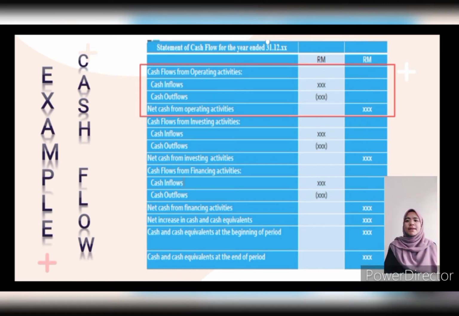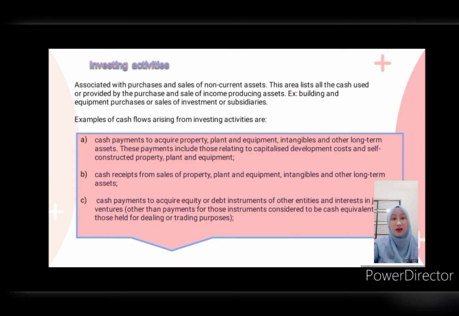Okay, this is the example cash flow. So, to get the net cash from operating activities, we must take cash flow from operating activities plus cash inflow minus cash outflow. We can get net cash from operating activities.